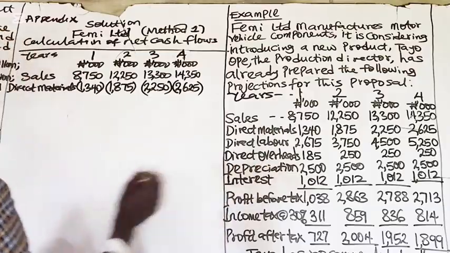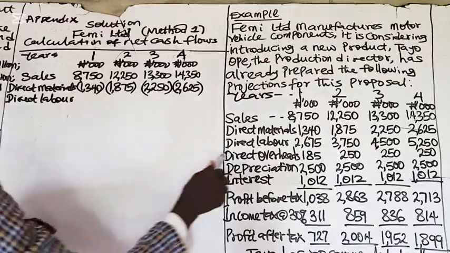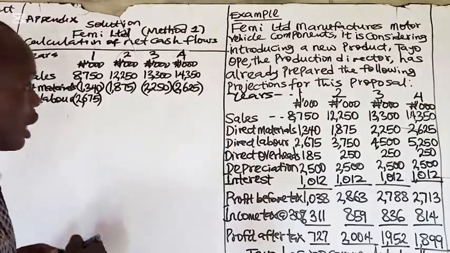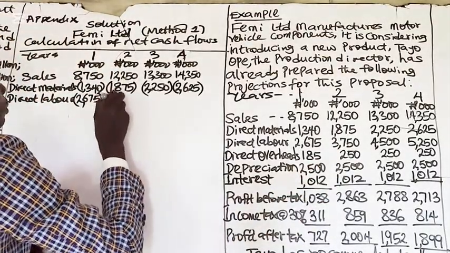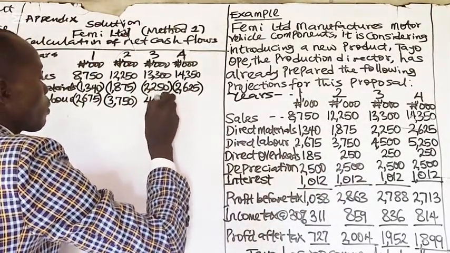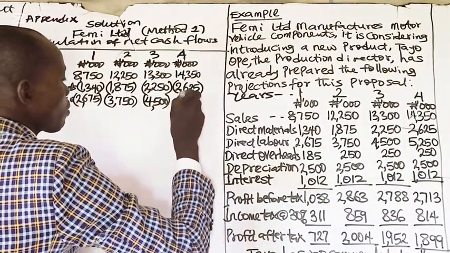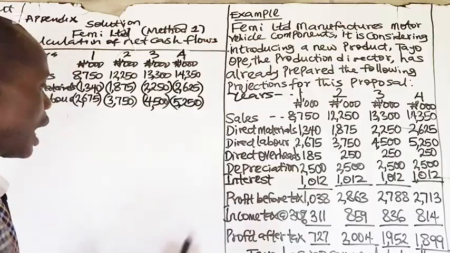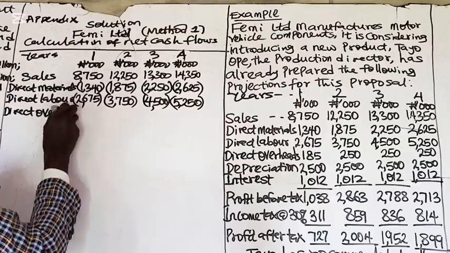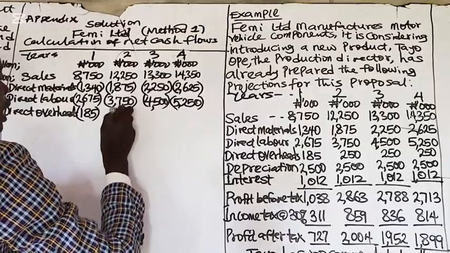After materials, we have direct labor: 2,675,000, then 3,750,000, 4.5 million, then 5,250,000. Then direct overheads: we have 185,000, and 250,000 for each of the other years.